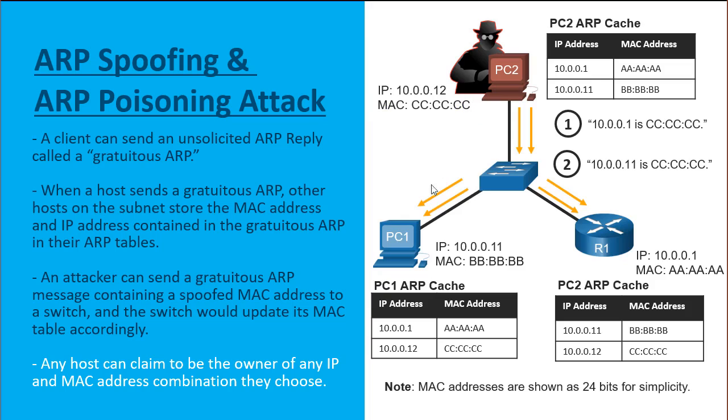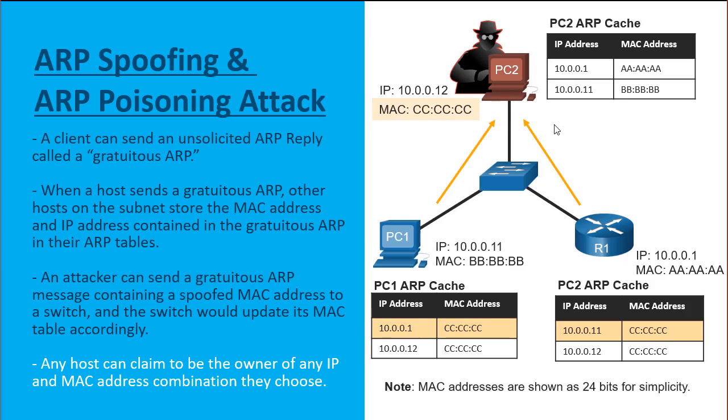So what's going to happen here is when PC1 sends data to the 10.0.0.1 IP address, it'll be sending it at layer 2 to the attacker, which is all Cs. When the attacker receives this data, it'll be using it as a man-in-the-middle attack. When the router responds to 10.0.0.11, the router will be responding to the layer 2 target, the MAC address of all Cs, which again is going to be the threat actor.